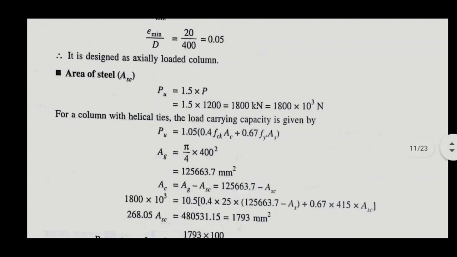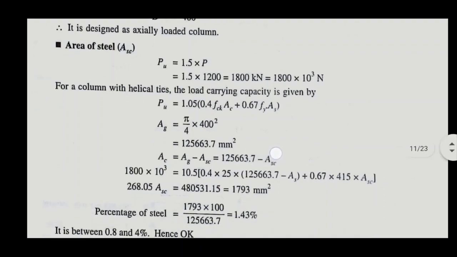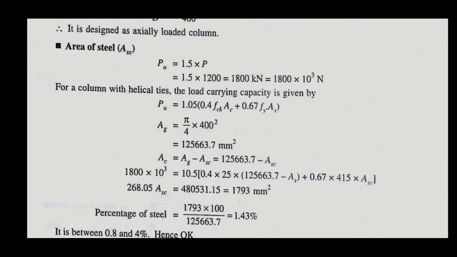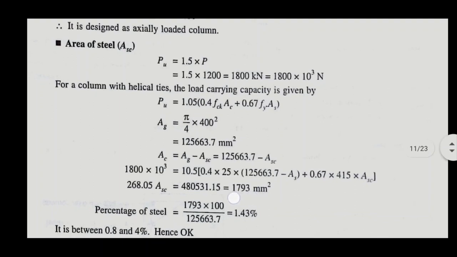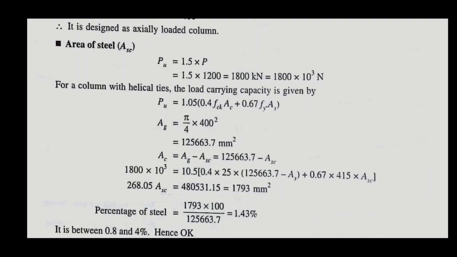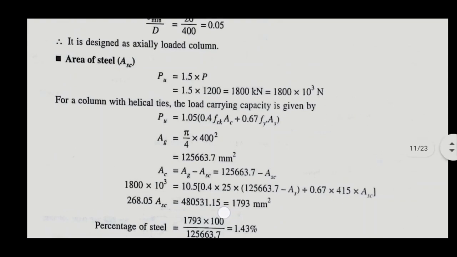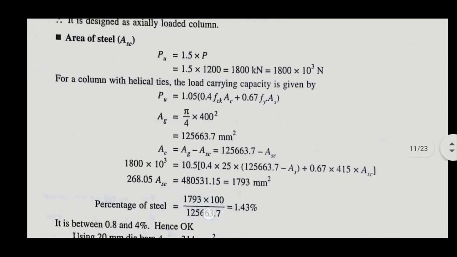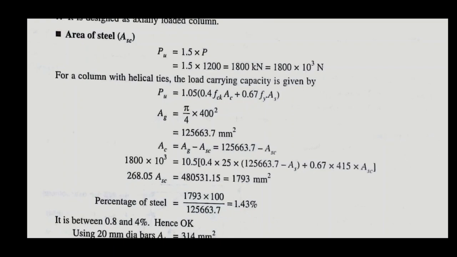So from this we can find out the value of Asc. After calculating, the value of Asc is 1793 mm square. So percentage of steel will be as per this equation, that is equal to 1.43%, and this is in between 0.8 and 4%. Hence it is okay, right?